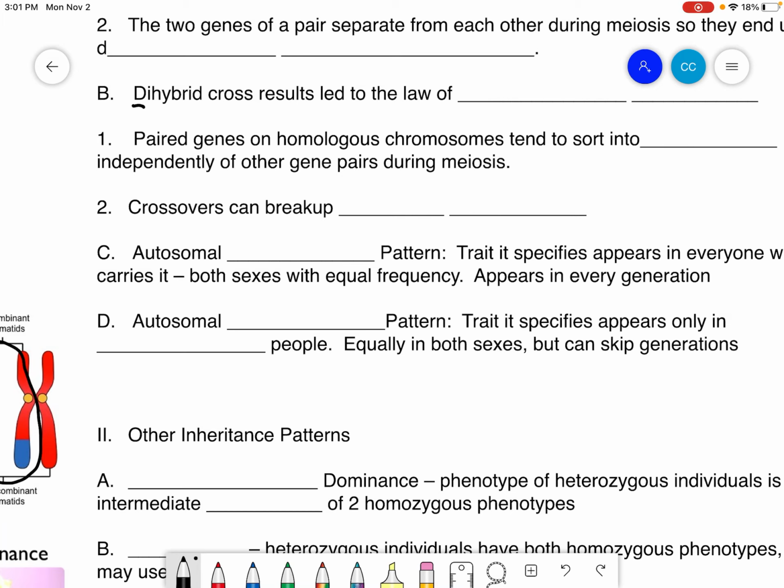The next pattern we're going to talk about is autosomal recessive pattern. This is a trait that, oh wait, sorry, I lied. Don't write recessive, write dominant.